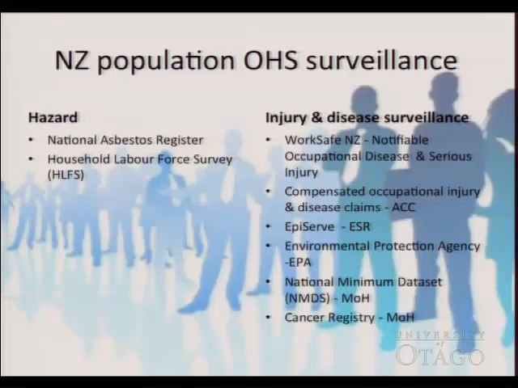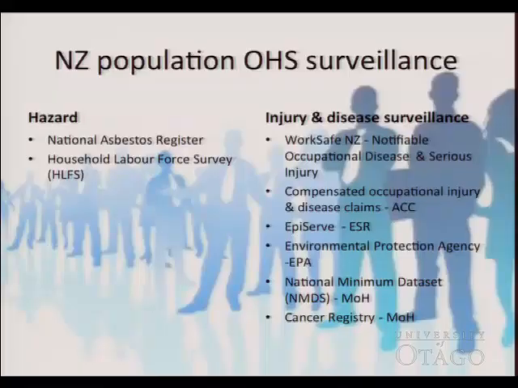In terms of hazard surveillance, which I think is actually the most important form of surveillance, because it's about preventing exposure to these hazards and preventing future injury and disease, we have only two real forms of hazard surveillance here. We have our National Asbestos Register, and really this register is just surveillance of outcome. It's not really looking at exposure to asbestos hazards. And we have our Household Labour Force Survey that gives us a few economic and social factors that we monitor. So we have a really poor record in terms of hazard surveillance.